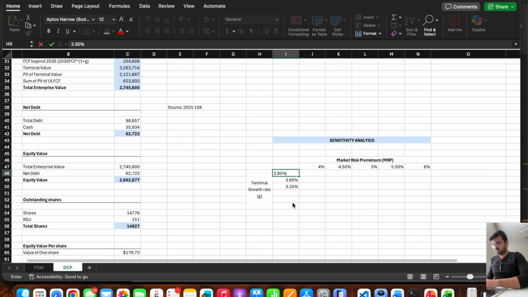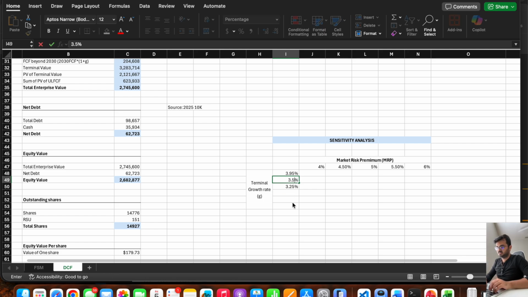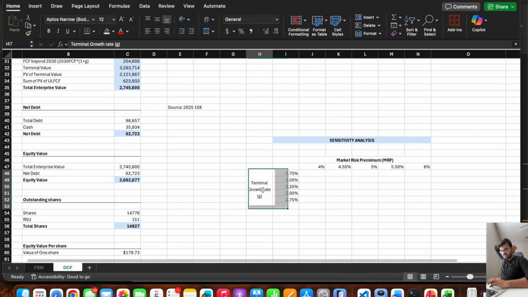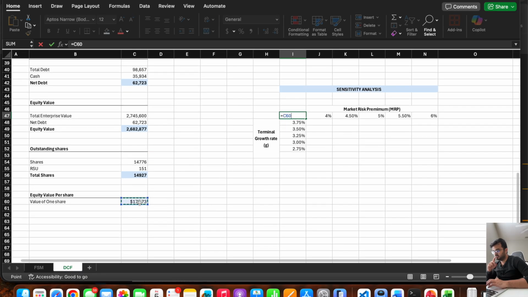3.6%, 3.95%. There is no hard rule. You could take whatever number you might, but put what makes more sense. It doesn't even make sense if you just put 6% as terminal growth, then it won't even make sense to calculate anything further. So, to be on the safer side, I'll put 3.5% and 3.75%. On the lower end, I'll put 3% and 2.75%. So what I'm going to do is sensitize by plugging in these many different terminal growth rates and market premiums into this number. And what I need to sensitize is this guy, value of a share.